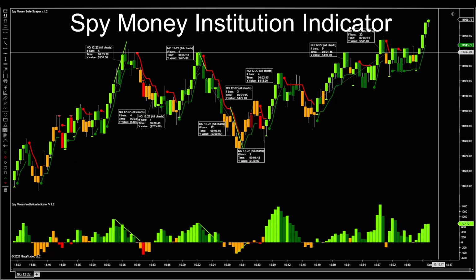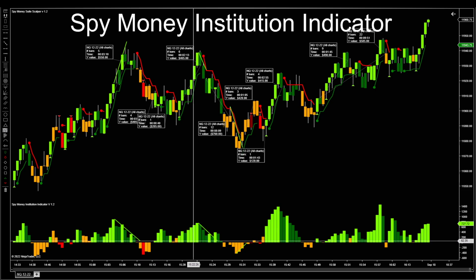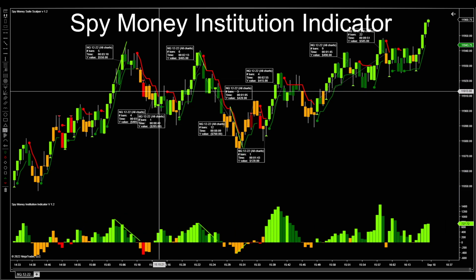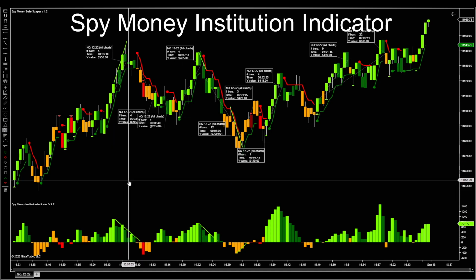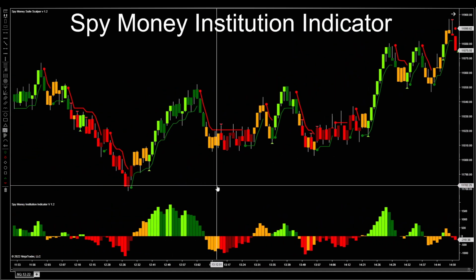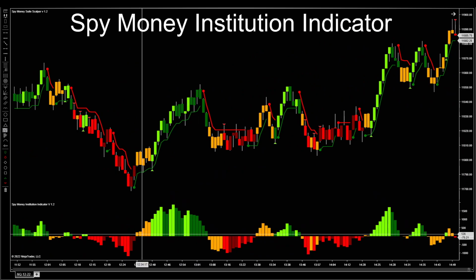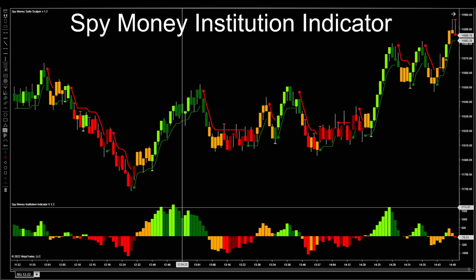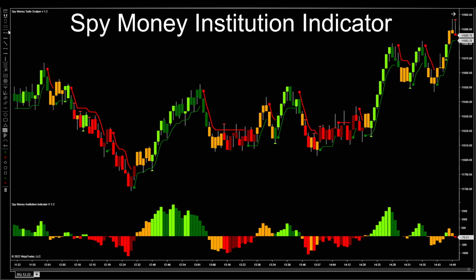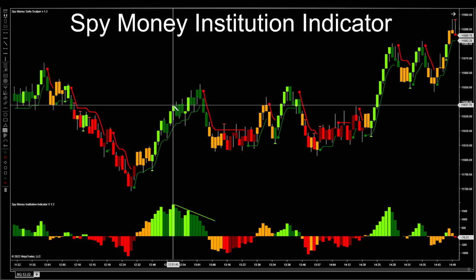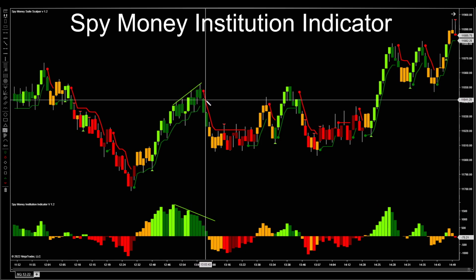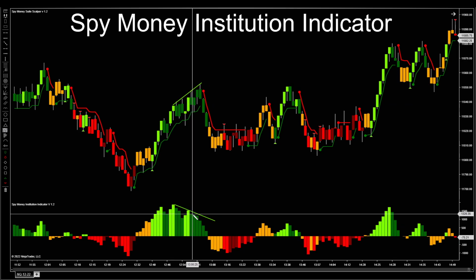So when you look at the institution indicator with your scalper or with any other strategy or any other kind of indicator you're going to use, if you have the institution indicator, it's going to let you know kind of what's going on. And as long as you trade with that, you should do a lot better. Like right here, we're going up, but then we start coming down right here. So when you look at this divergence, we're coming down, and this one's still going up.